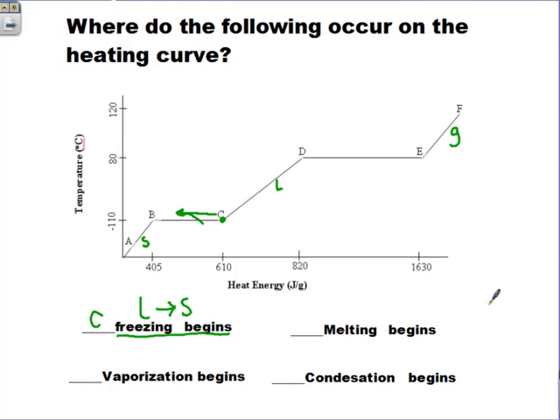The next one right here, where does melting begin? If I'm thinking of melting, I have an ice cube and it's melting in my hand, turning into a liquid. So I have an ice cube, a solid, and it's turning into a liquid. So where does it begin? It begins at letter B. Oh, sorry. And so I have a solid becoming a liquid.